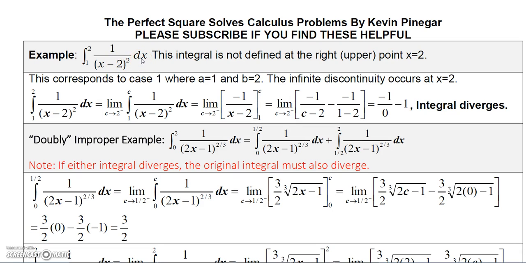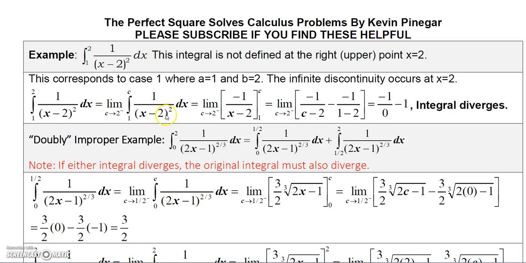So I am going to show you one like case 1 here. This function is undefined at the upper limit, or the right-hand limit. So I would rewrite this. This goes from 1 to 2, so I would write this as 1 to c, and then I would take the limit of that function as c approaches 2 from the left.